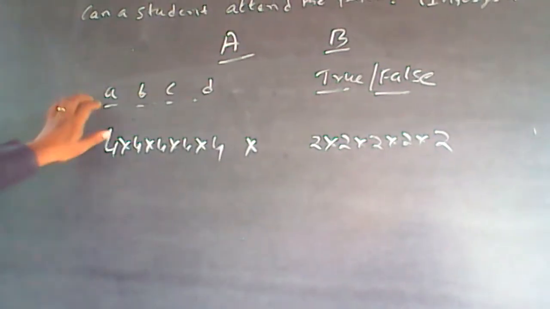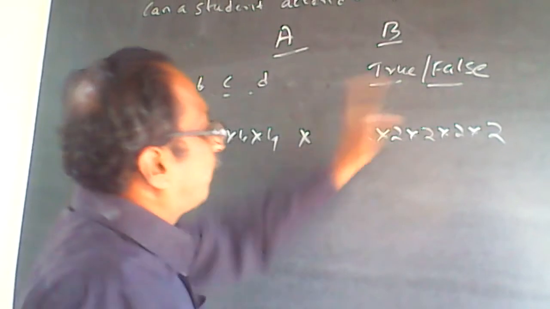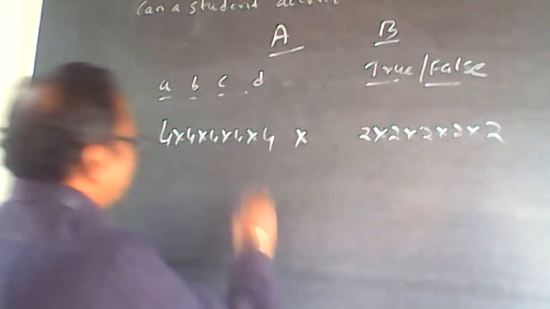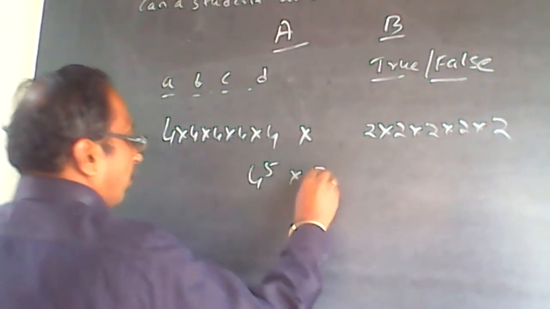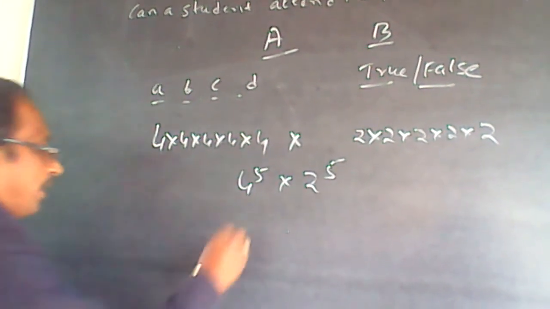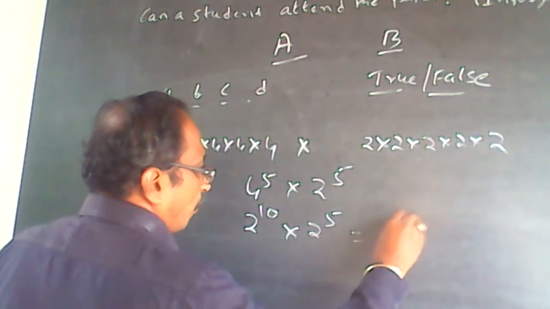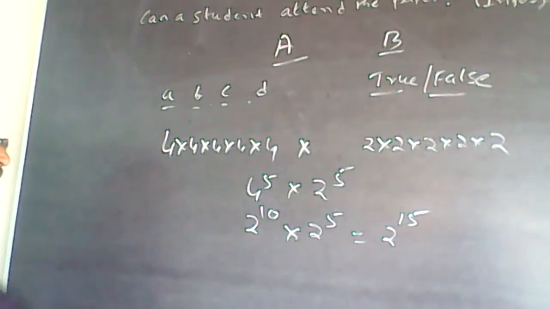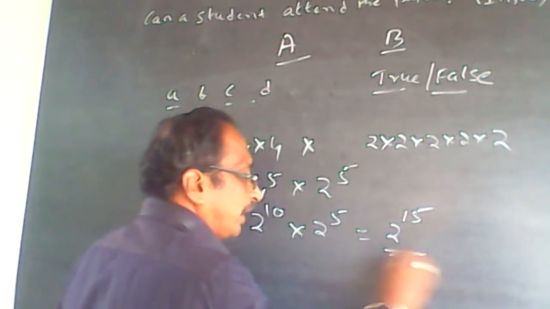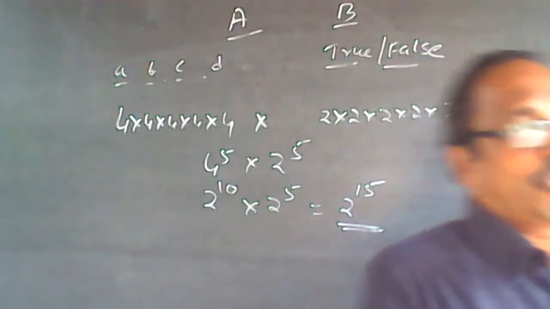Because there are 4 options here and 5 questions, it will be 4 power 5. And 2 options here, 5 questions, will be 2 power 5. This is nothing but 4 power 5 into 2 power 5. This can be written as 2 power 10 into 2 power 5, which will be equal to 2 power 15. The answer is 2 power 15. One of the options there was 2 power 15. So you will have to choose 2 power 15 from the options given there.